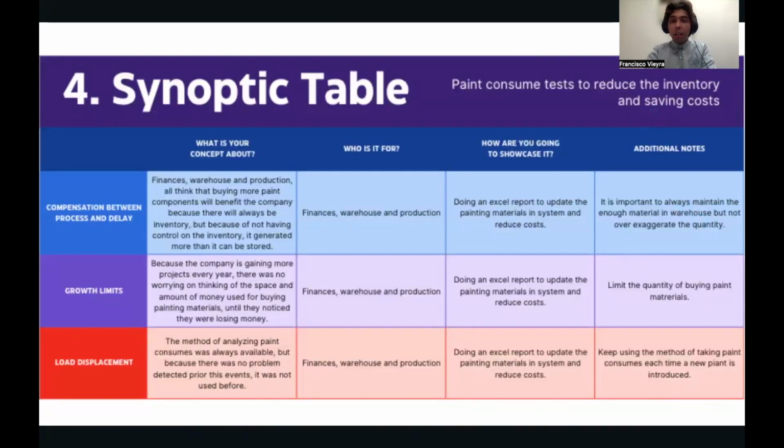Well, the fourth point is a synoptic table about the problem that I'm talking about. The first point about this synoptic table is the compensation between process and delay, in which the concept is that finances, warehouse, and production all think that buying more paint components will benefit the company because there will always be inventory. But because of not having control of the inventory, it generates more than can be stored. Who is it for? Well, it's for finances, warehouse, and production.